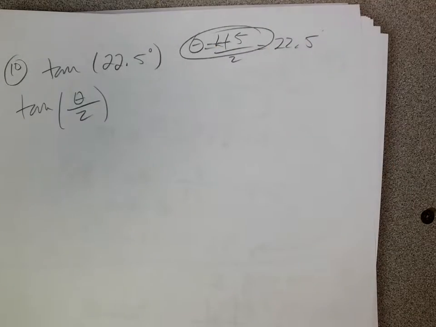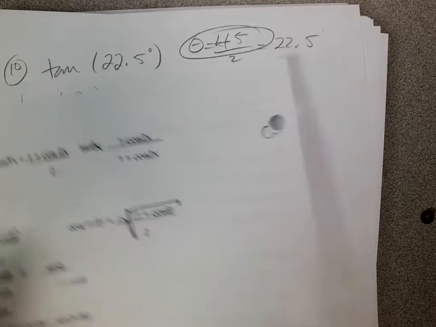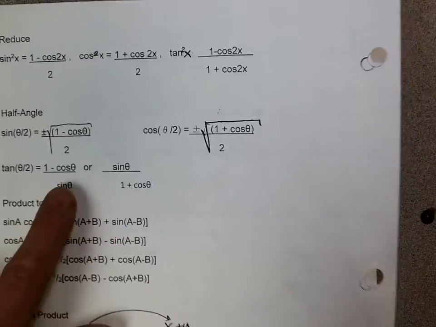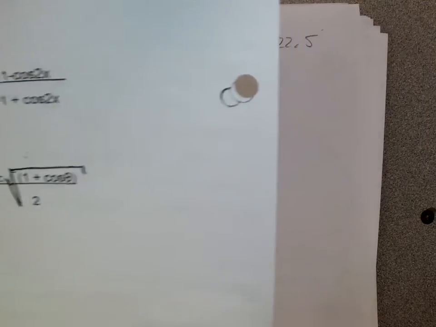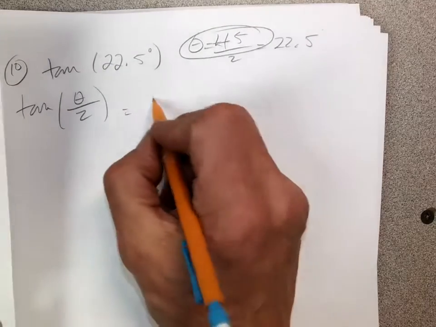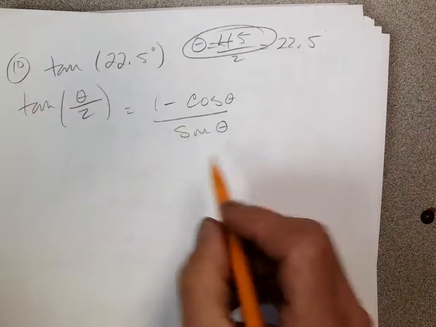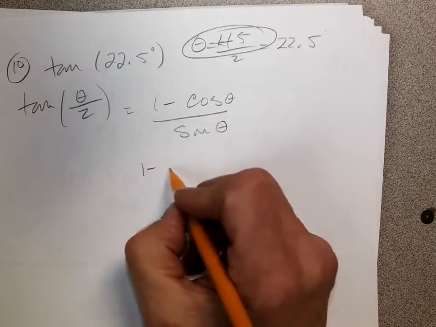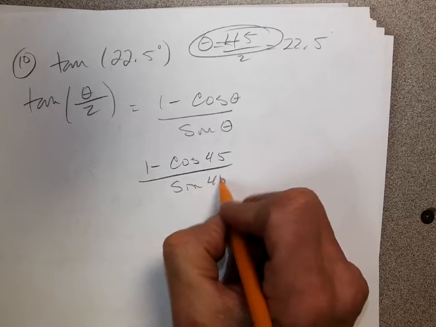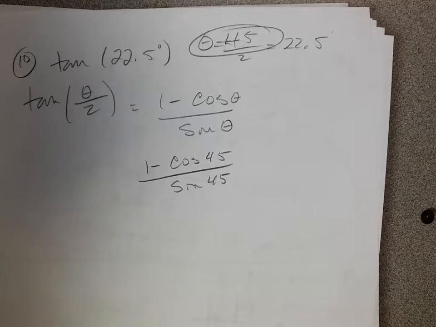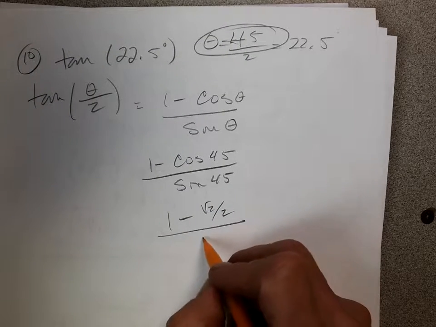So find that on my sheet. Half angle for tangent. And it's right, oh, hold on. It's right there. It's either one of these. I don't know. How about I use the first one? That way I don't have to worry about the denominator, okay? So let's set it up as 1 minus cosine theta over sine of theta. So we know theta is 45, right? So go 1 minus cosine of 45 over sine of 45, because theta is 45. Now go to the unit circle. 1 minus square root of 2 over 2 over square root of 2 over 2.